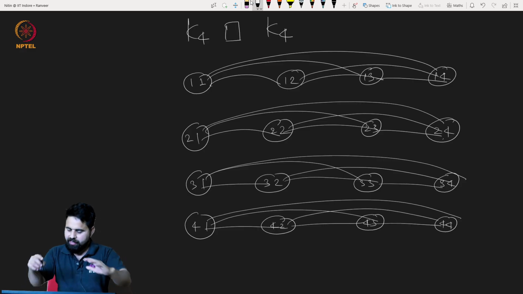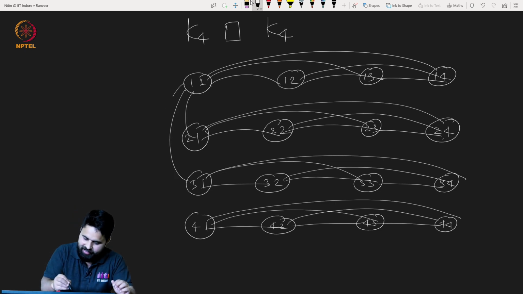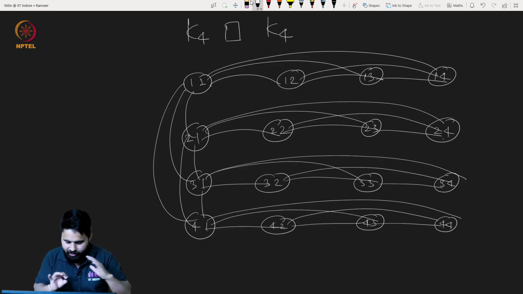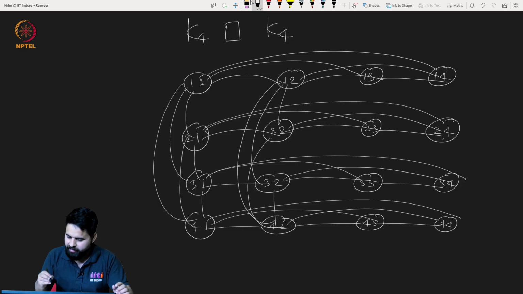So every vertex has degree 3 up to now. Now similarly you have to do below also. So this, then this, then this. I hope I have drawn everything. Yes. Then, okay, very good. And then maybe this.